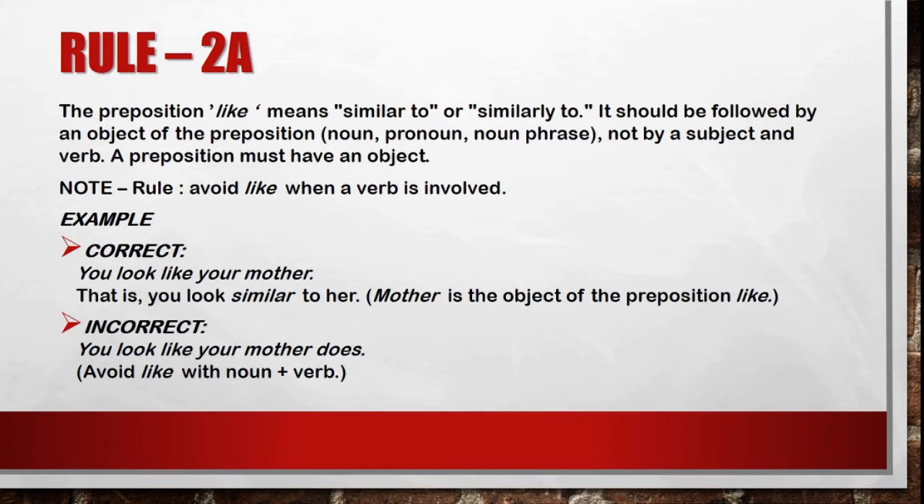Now the second rule, you have two second rules. The first one would be, the preposition like means similar to or similarly to. It would be followed by an object of the preposition, noun, pronoun, noun phrase, not by a subject and verb, because a preposition must always have an object. So you need to note that you should avoid like when a verb is involved. So the correct one would be, you look like your mother.